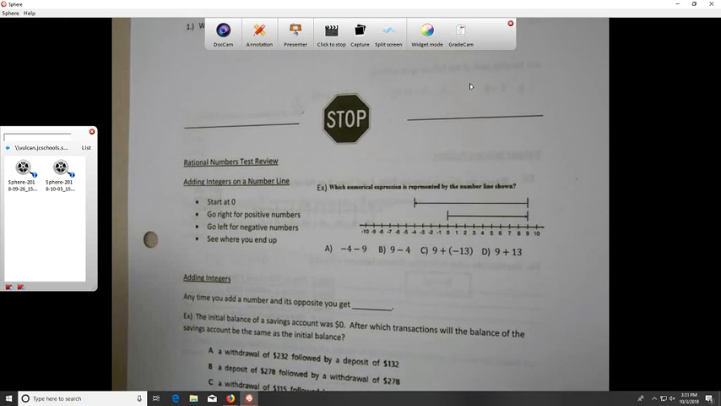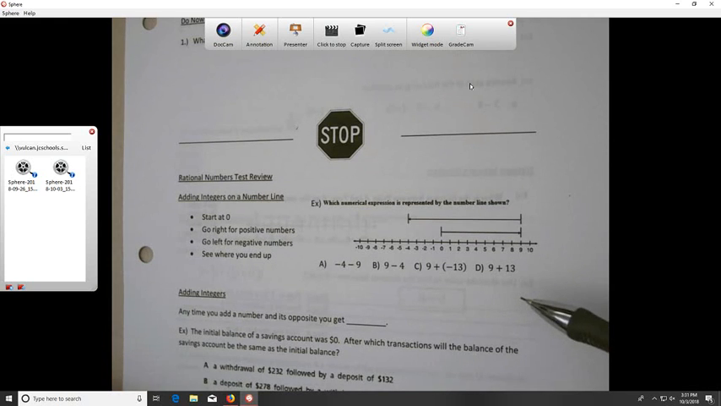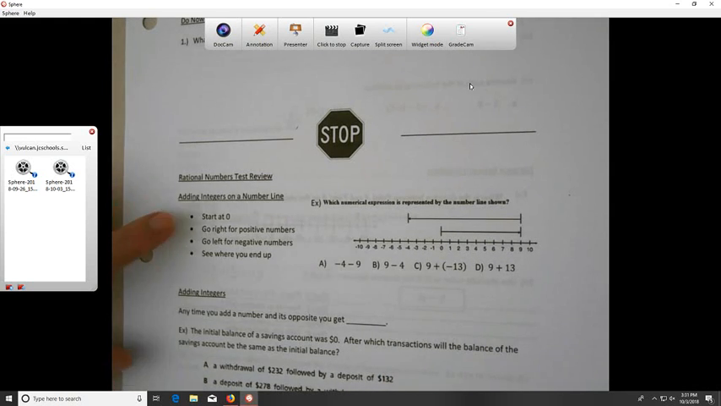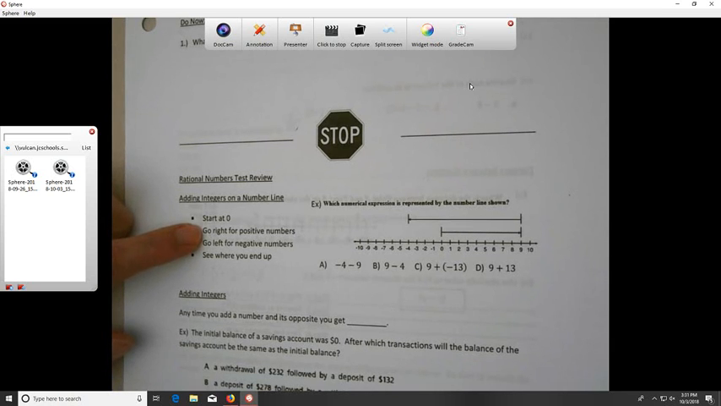The first type of question that we're going to go over here is how to add integers on the number line. So when you're looking at a model like this, a couple things that you need to know are, first, that you need to start at 0. You go right for positive numbers, and you go left for negative numbers.